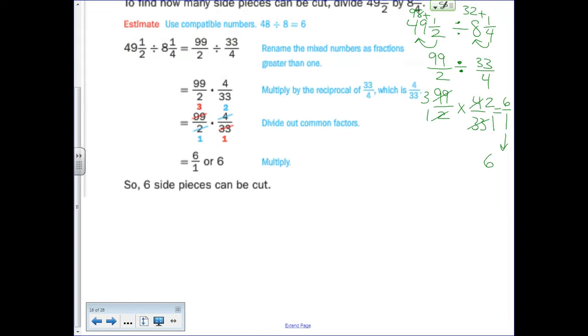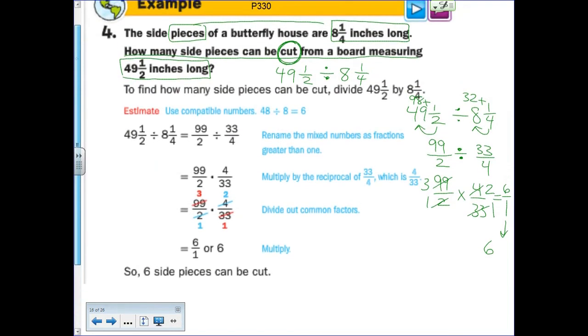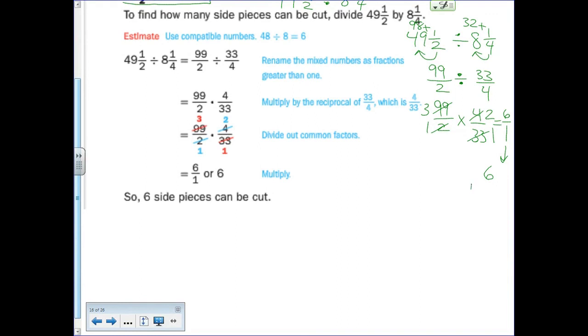So going back to the word problem, how many pieces can be cut from a 49.5 inch long piece of wood that are 8.25 inches long? Well, we came up with the whole number 6, which makes total sense in this problem. So we could get 6 pieces. You always want to go back in your problems and go, hey, does my answer make sense? We call that examining the results. And for this word problem, we get 6 pieces of wood that we're going to make a butterfly house out of. So it does make sense.